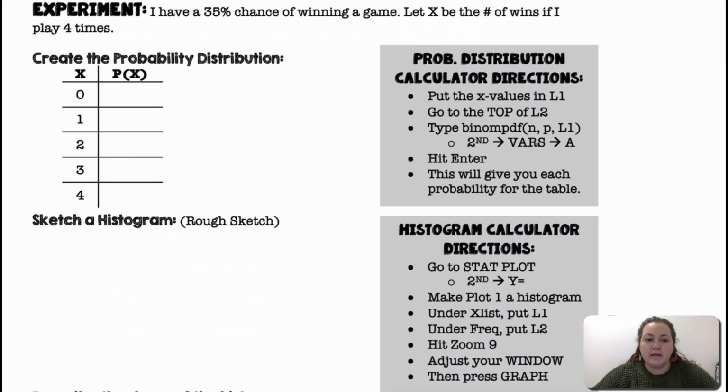All right, in this section, we're going to do a little experiment. I have a 35% chance of winning a game. Let X be the number of wins if I play 4 times. So create a probability distribution.